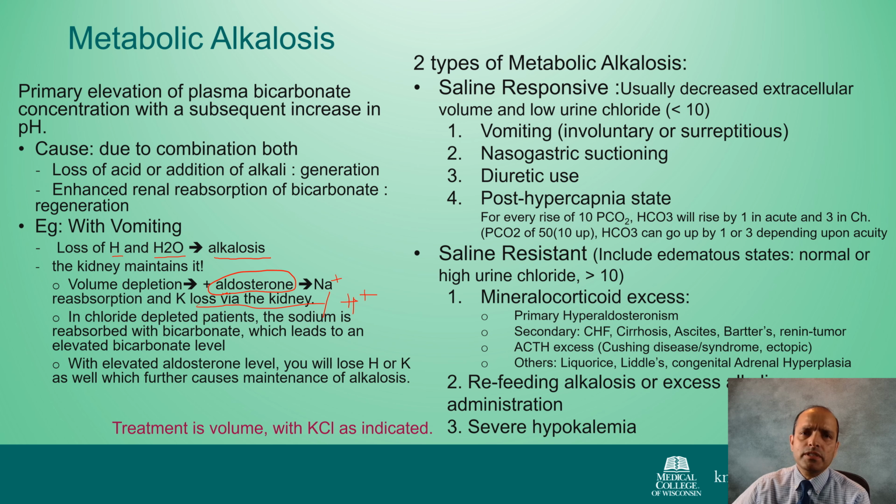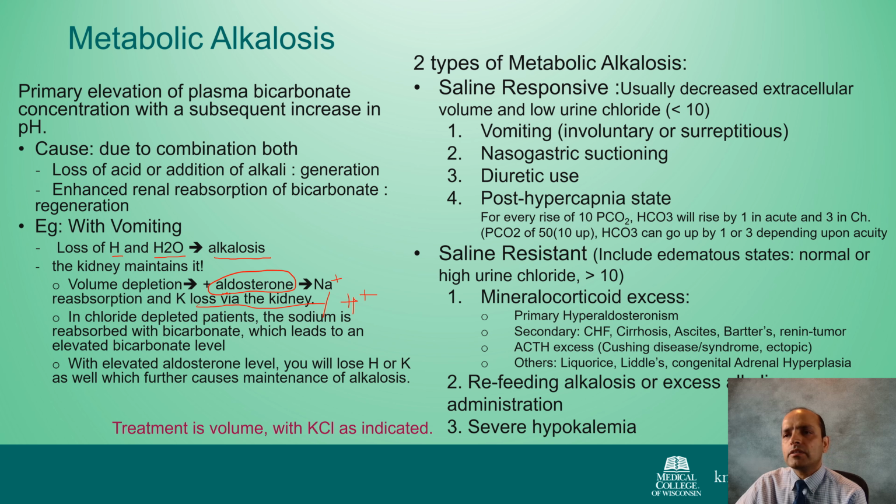So let's talk about two different kinds of metabolic alkalosis. The first one, we call it saline responsive. These people are dry, and when you give fluid, these people get better. Examples would be vomiting, nasogastric suctioning, or somebody who is on diuretics, or somebody who has a post hypercapnia state. Then there is a second subset of people who are not responsive to saline resuscitation. These people have a urinary chloride of more than 10. So that's how you differentiate between saline responsive and saline resistant.